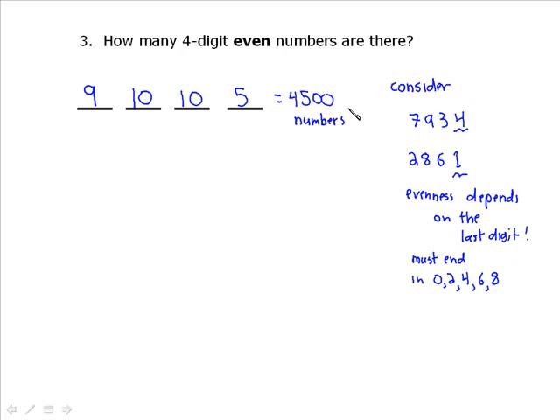Now that's the conventional way. The other way is just to think. There's 9,000 total 4-digit numbers. You know that from the previous question. Divided by 2. Half of them are even, half of them are odd. So that's an acceptable way to do it.